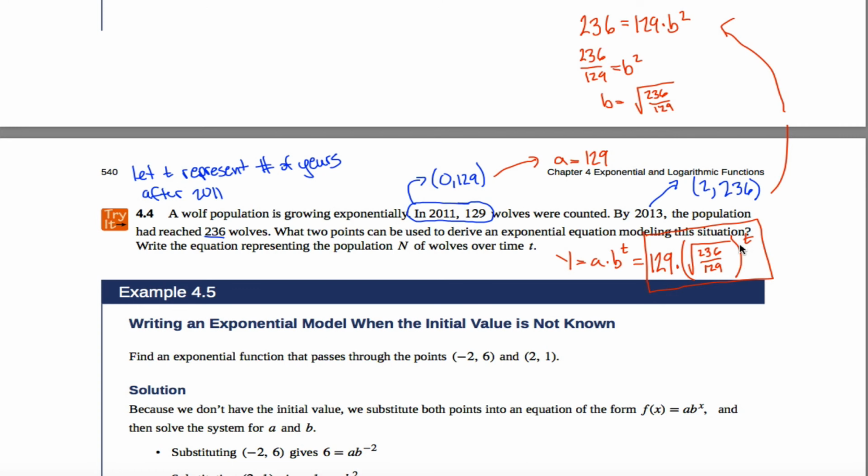And remember, in this situation, t represents the number of years after 2011. If I don't make that declaration, then this doesn't make any sense. What is your variable here? What's t? You have to let the reader know.